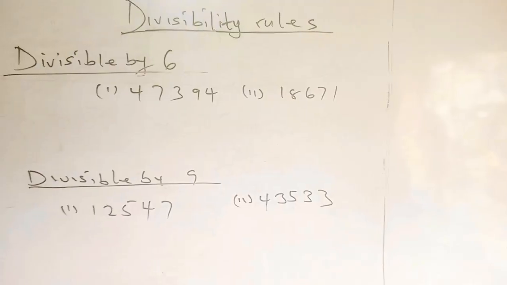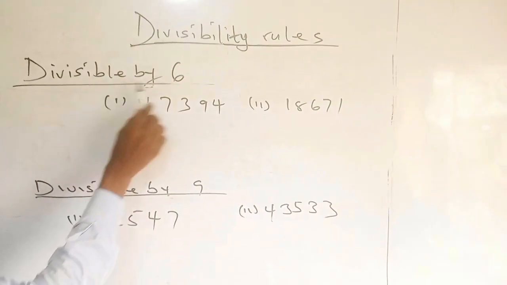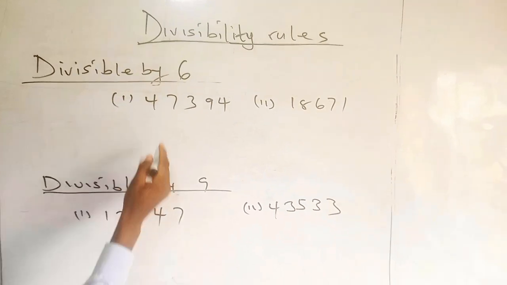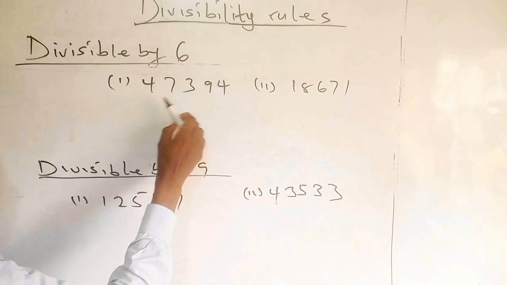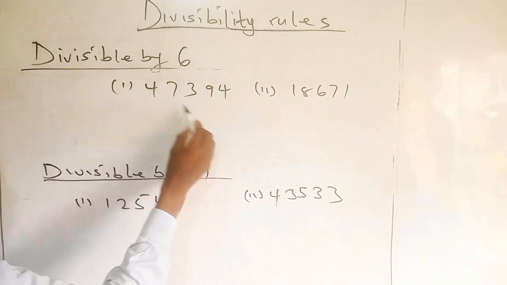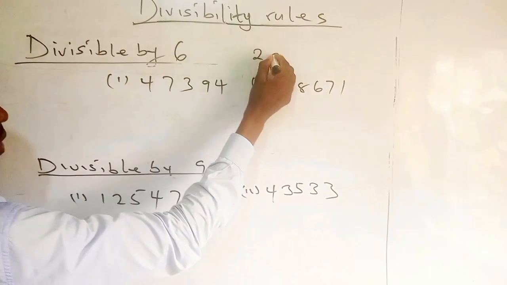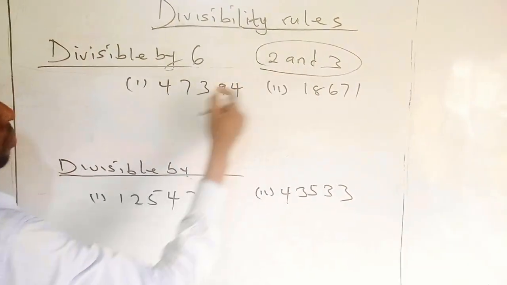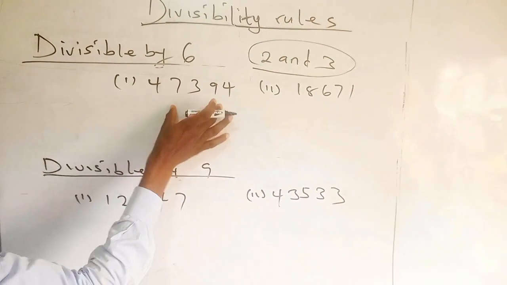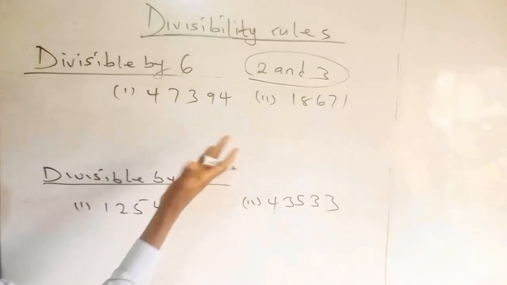Okay, which of these numbers is divisible by 6? Now the rule behind this is that for you to know a number is divisible by 6, the whole number itself must be divisible by 2 and 3 at the same time. So if you can test this in that whole number, that means the number is divisible by 6. So what does that mean?